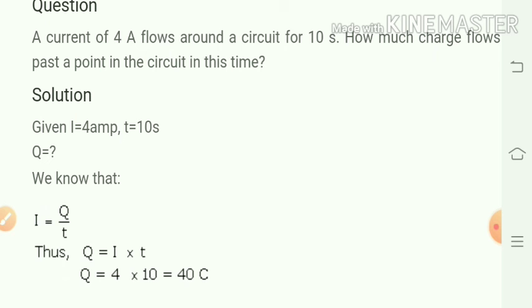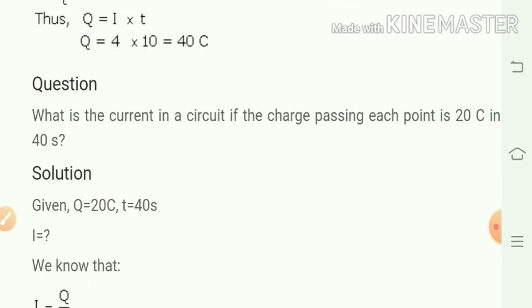Now, we will see again one example through which we can calculate the electric current. A current of 4 ampere flows around a circuit for 10 seconds. How much charge flows or passes through a point in the circuit in this time? Given that I is 4 ampere, T is 10 seconds, and we have to find out the charge, that is Q. As we know that Q is equal to IT, we can find the value 4 into 10, it becomes equal to 40 coulomb.